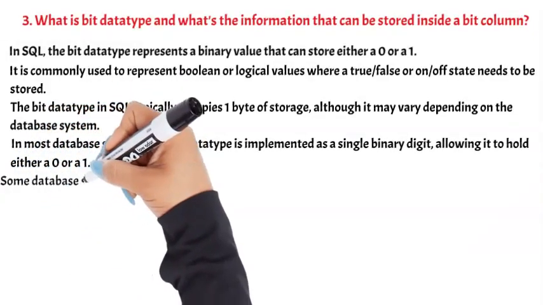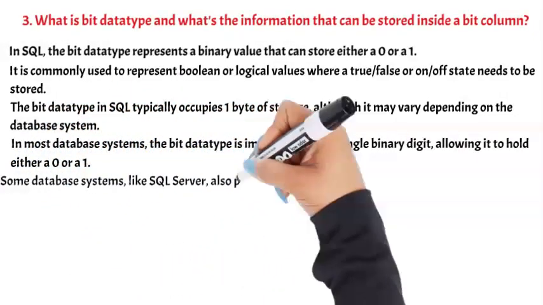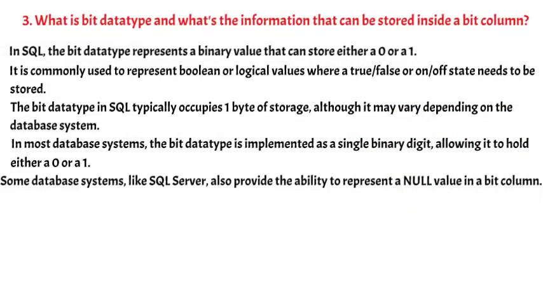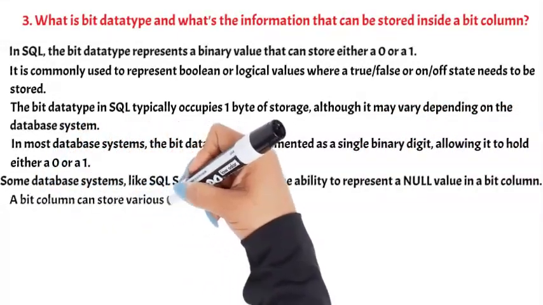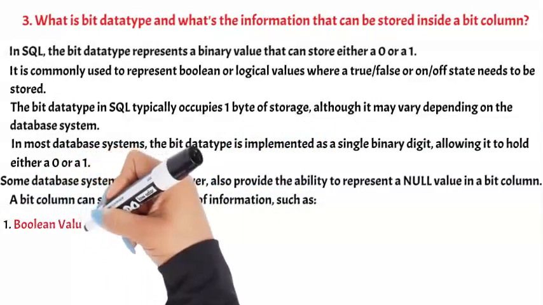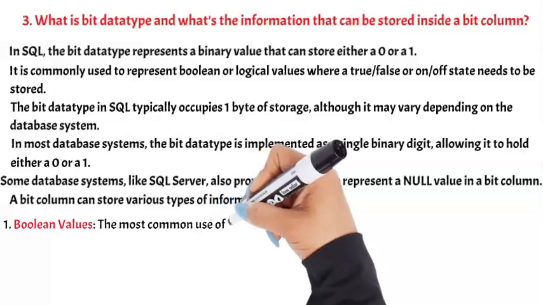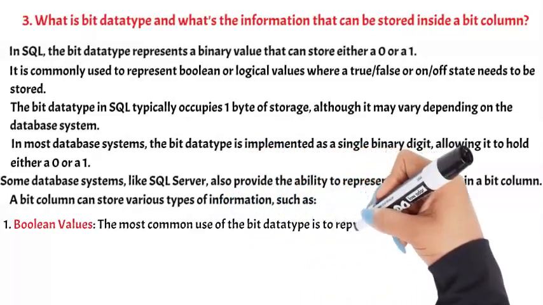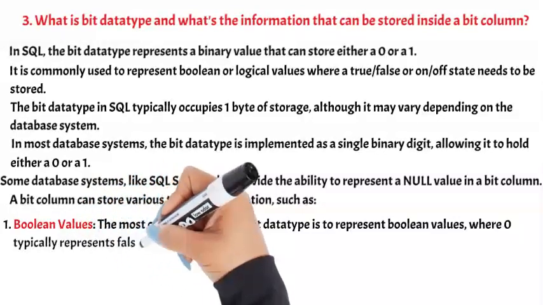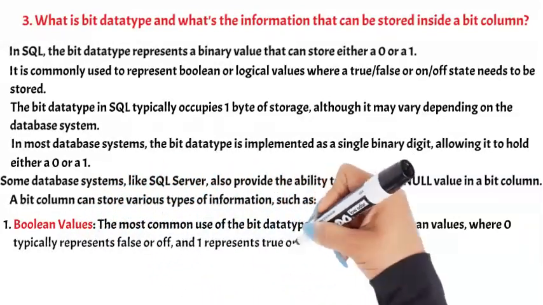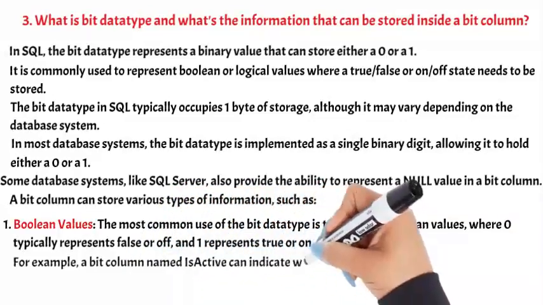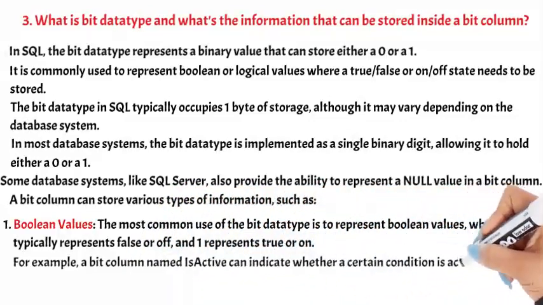Some database systems, like SQL Server, also provide the ability to represent a NULL value in a bit column. A bit column can store various types of information, such as 1. Boolean values. The most common use of the bit data type is to represent Boolean values, where 0 typically represents false or off, and 1 represents true or on. For example, a bit column named isActive can indicate whether a certain condition is active or not.